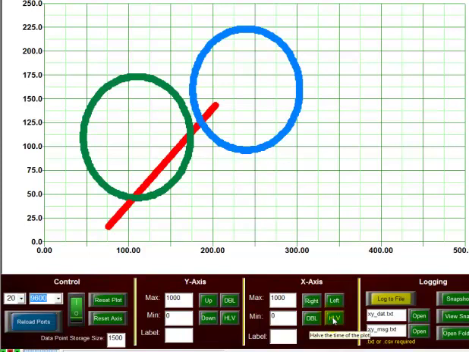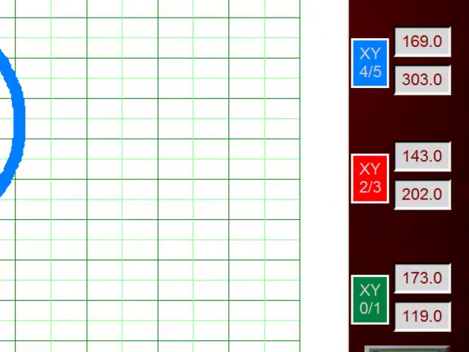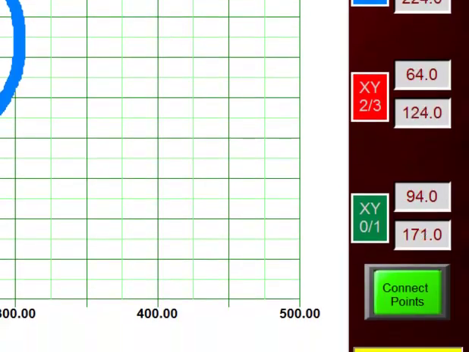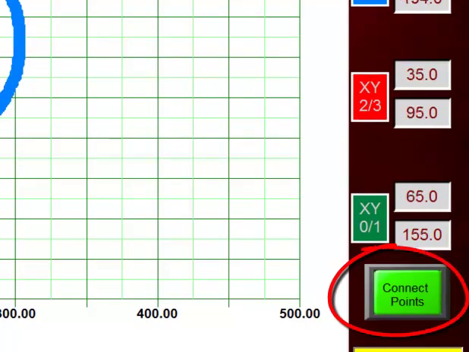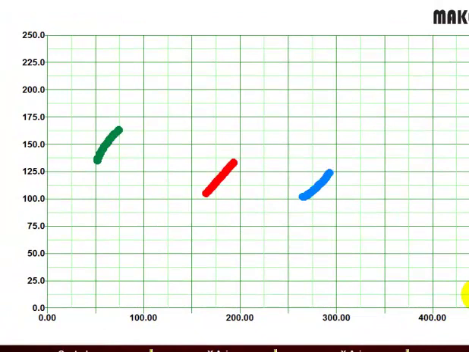So we have the ability with this particular interface to plot X against Y. Let's go over here to the right and take a look at what we're seeing. The right-hand side is showing the XY data in numerical form as it progresses. And we have a button down here that says Connect Points, and it's pressed right now and engaged, meaning that the points of this particular data are being connected one to the other, although it's somewhat hard to see with what we have. So let's unconnect the points, reset the plot, and take a look at it.